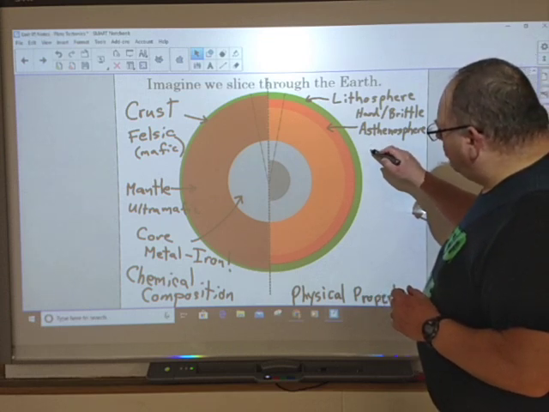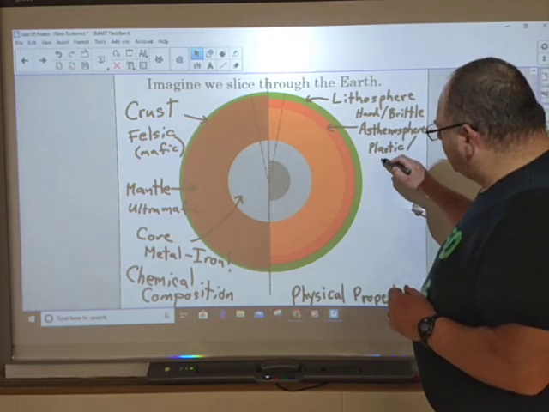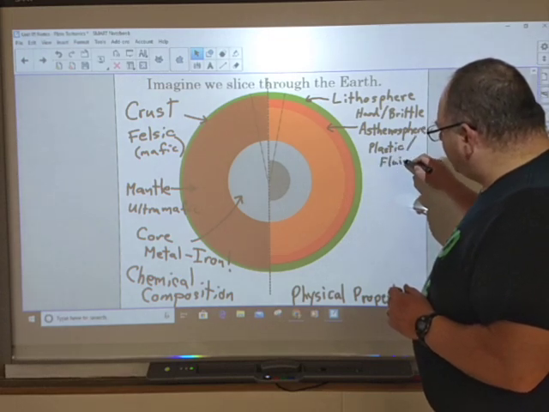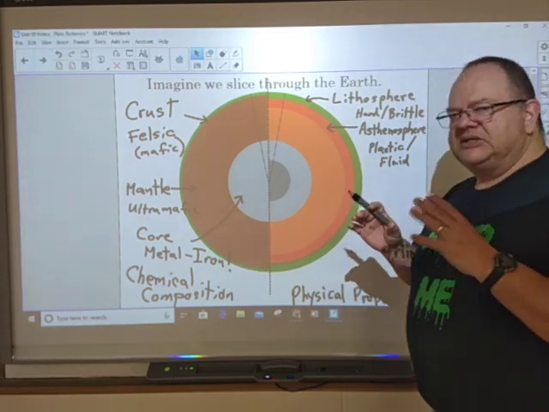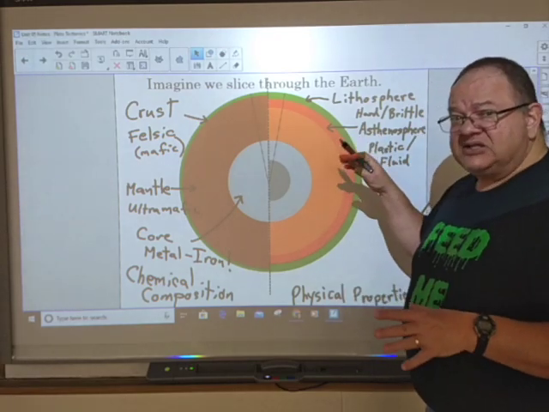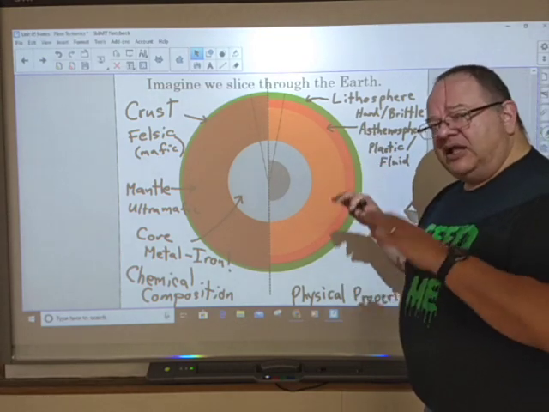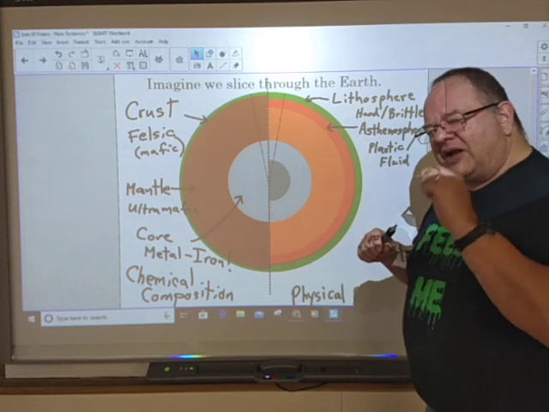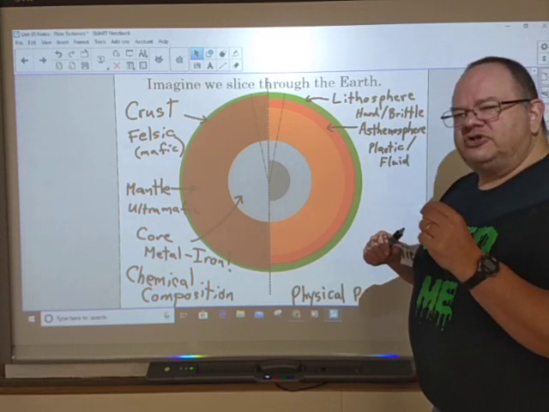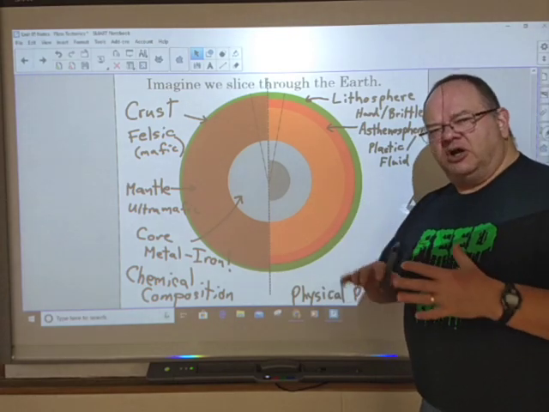So I'm going to use the words plastic. I'll describe it as somewhat fluid. Now, it's not melted, it's not liquid. There may be pockets of melted rocks in places in here, but it's not like this is all melted rock. It's typically solid rock, but it's on the verge of melting or close to melting, and it just moves around easier when you squeeze it.